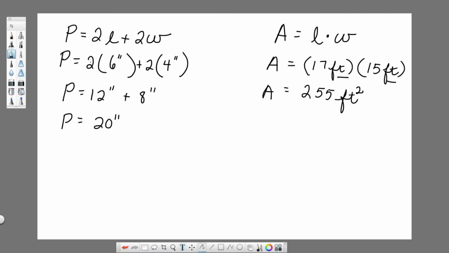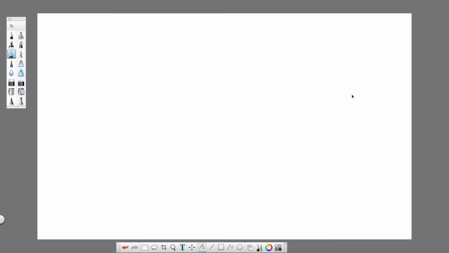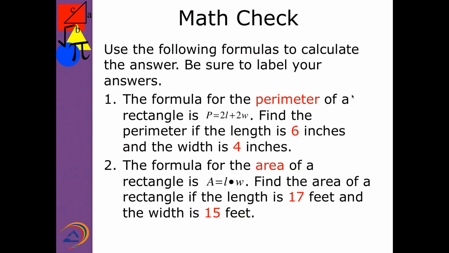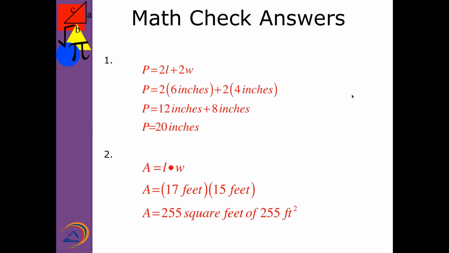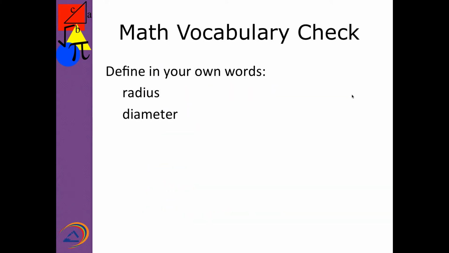Teacher, pause the video until students have had a chance to check or ask questions, and I'll meet you back here in a minute. Welcome back. Let's go back to our PowerPoint and start the lesson. All right, so we checked our answers and got the same answers. Now I need to make sure you know your vocabulary. What's a radius and what's a diameter? All right. Pause the video and write down what you know about this.